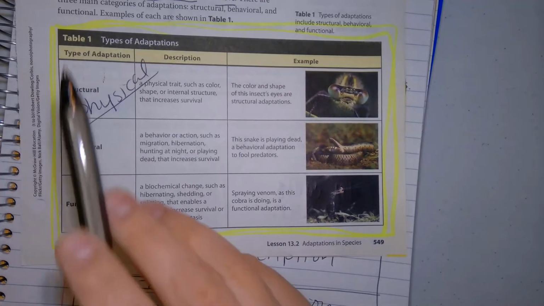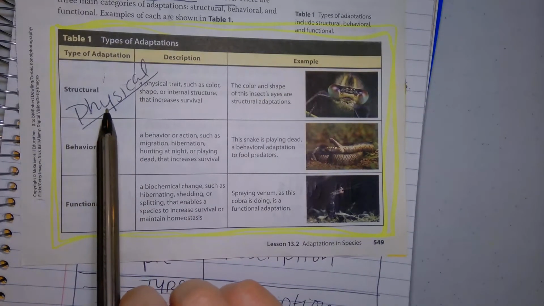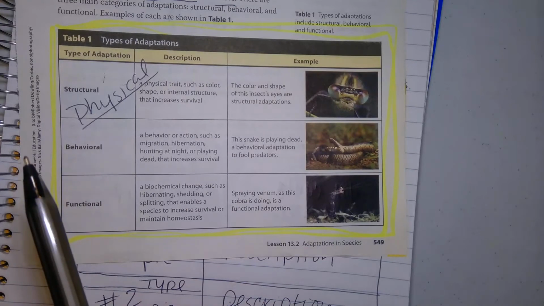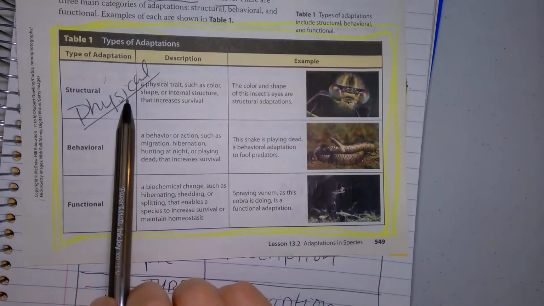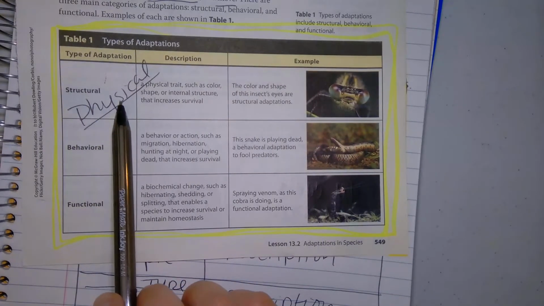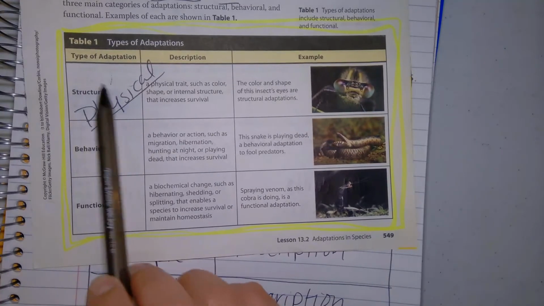Okay, so you would describe... I'm going to use a fish. A structural adaptation for a fish, because it lives in water, is its gills. Its gills pull the dissolved oxygen out of the water and into its body. Obviously, you can't use fish because that's not a mammal. Okay? So, physical is something structural.